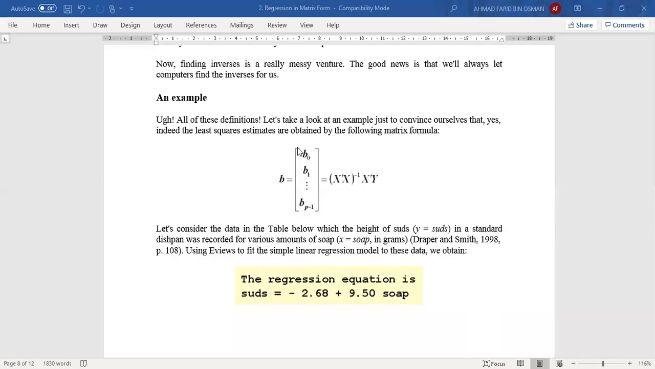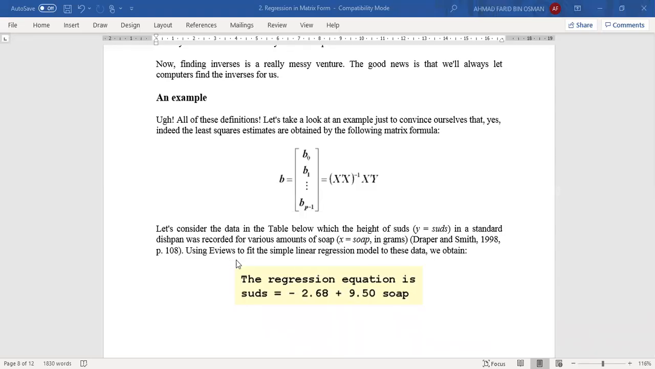Okay, so now consider an example. Let us take a look at an example just to convince ourselves that any least squares estimate is obtained by the following matrix formula. As we discussed before, we derived this using differentiation, partial derivatives. Let us consider the data in the table below, in which the height of soup in a standard dispenser was recorded for various amounts of soup.